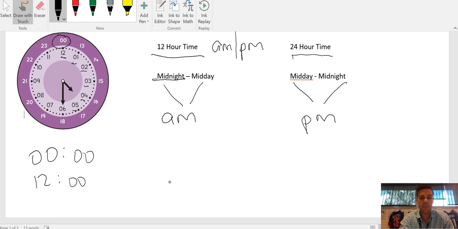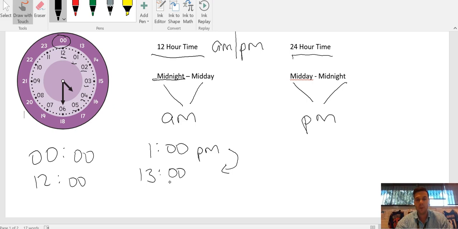Now, when we get to the afternoon, when it's 1 PM, we are actually in the 13th hour of the day. So that is why you will see that on a 24-hour clock, 1 PM is the same as 1300, because it is the 13th hour of the day.